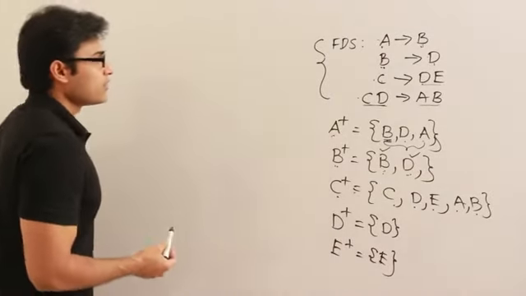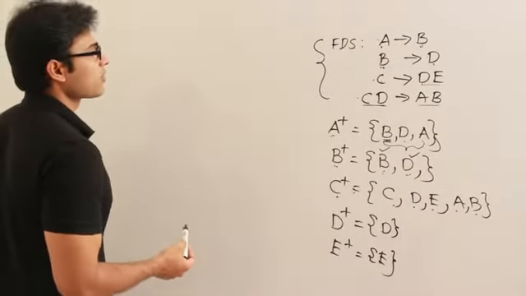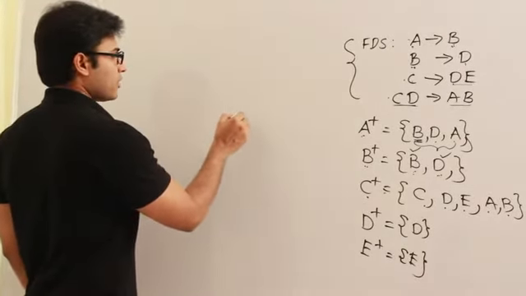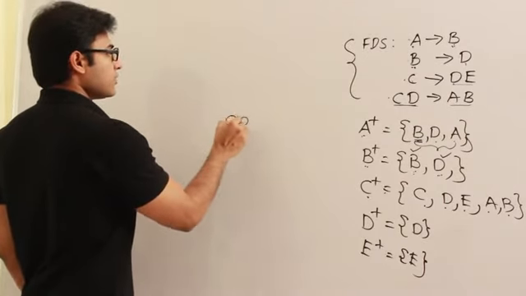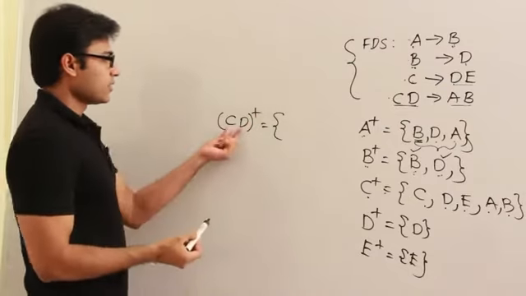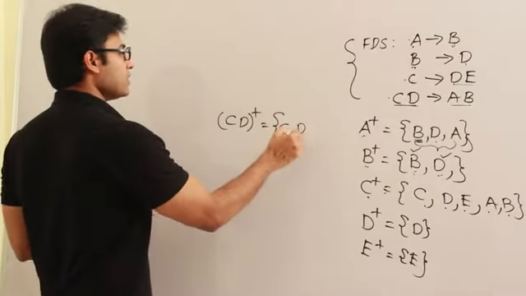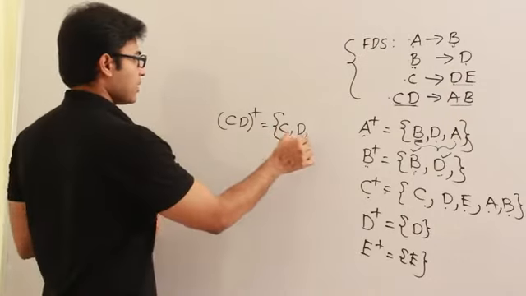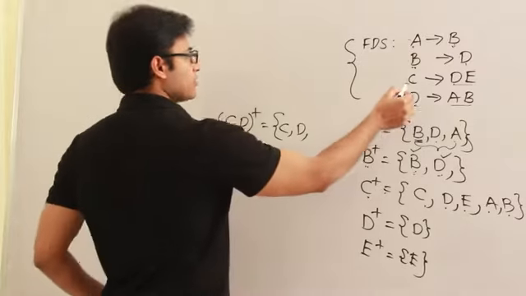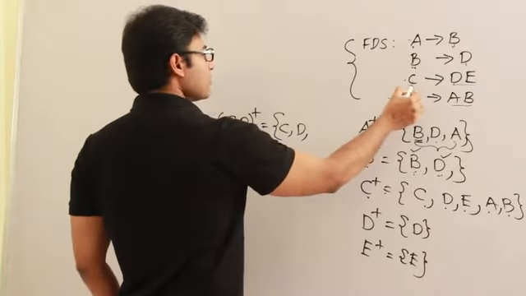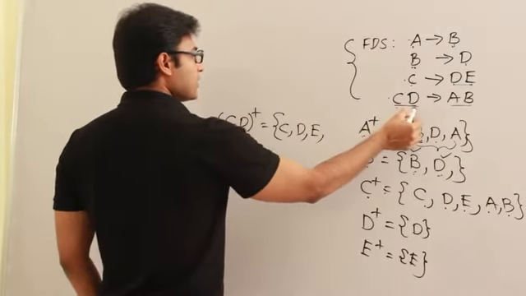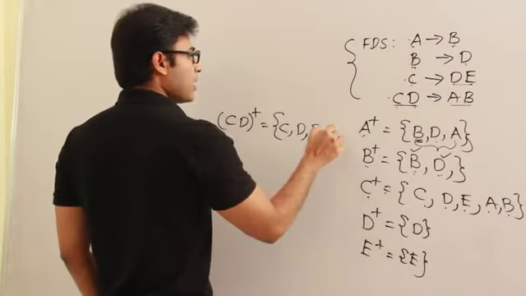Which means we can even find out the closure set for, let us say, CD. CD plus. What is the closure set of CD plus? Then whatever is there here, you are supposed to add it because it is trivial. If CD is given, obviously you are going to get CD, isn't it? Now check for all the left hand sides which contain only C and D, right? So here we have C. So because of this, E will get added. D is already there, E will get added, right? And here we have C and D, therefore I am going to add A and B, right?